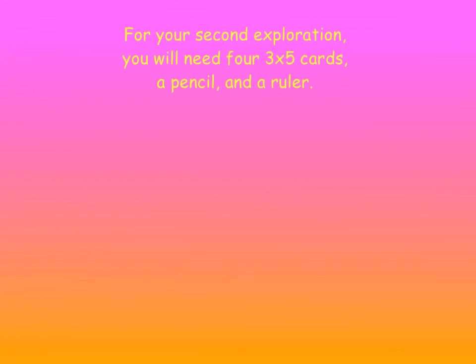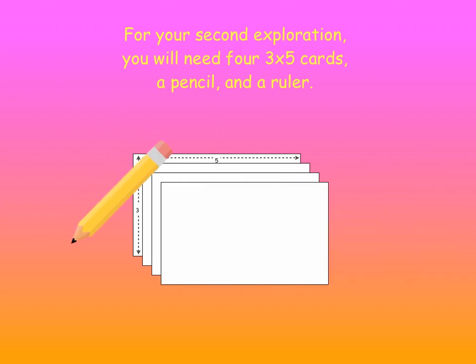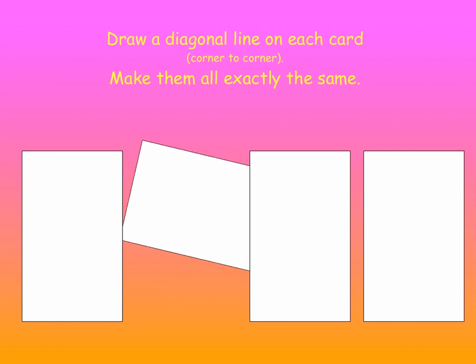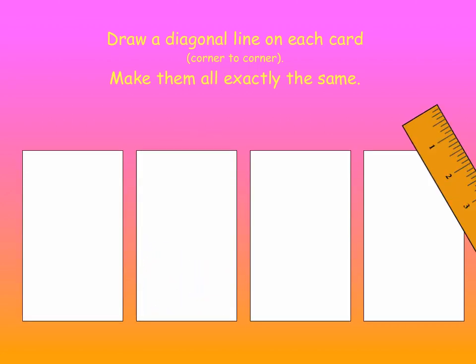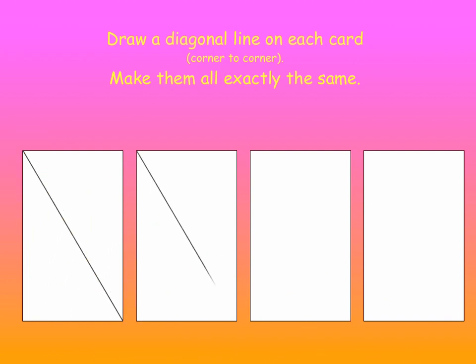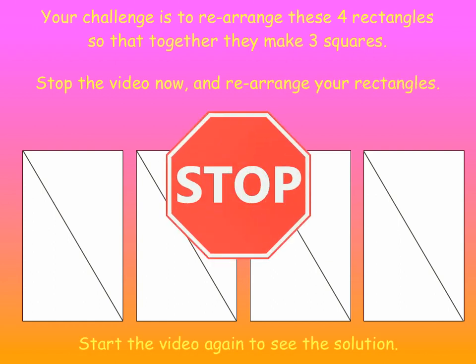For your second exploration, you'll need 4 3x5 cards, and a pencil, and a ruler. Draw a diagonal line on each card, that's from corner to corner, and make them all exactly the same. There. Your challenge is to rearrange these 4 rectangles so that together they make 3 squares. Stop the video and rearrange your rectangles, and then start the video again to see the solution.